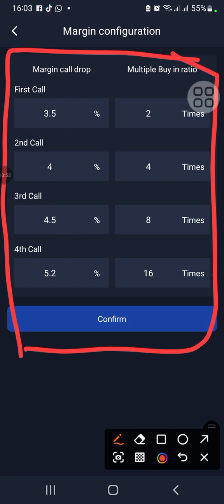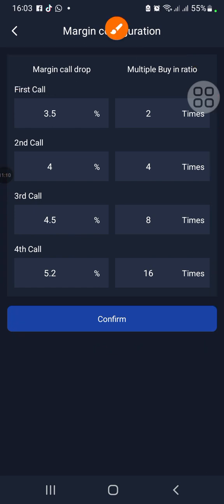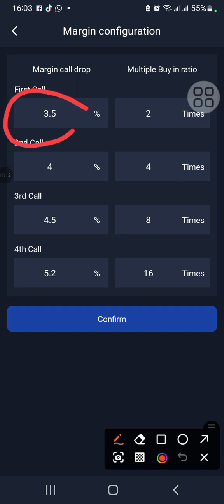So when you try to look at margin call drop, it simply means the percentage drop in that particular coin. Every time that coin drops in price, it is measured in terms of percentages. This is what it means: if that coin drops by 3.5, the robot should add $10 two times.